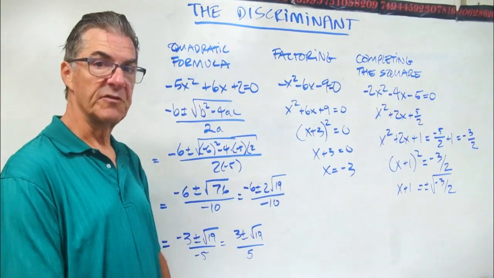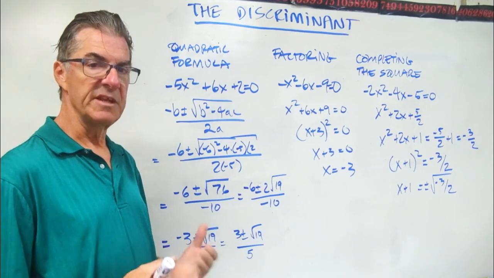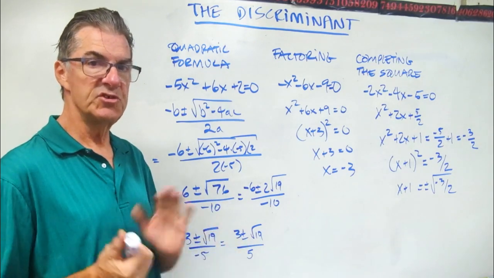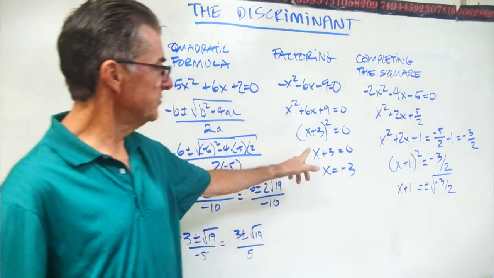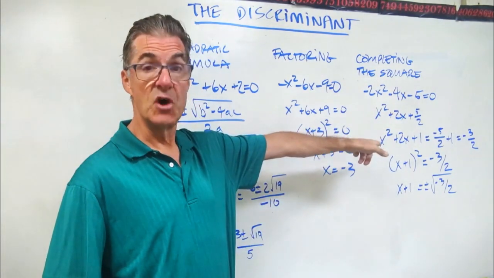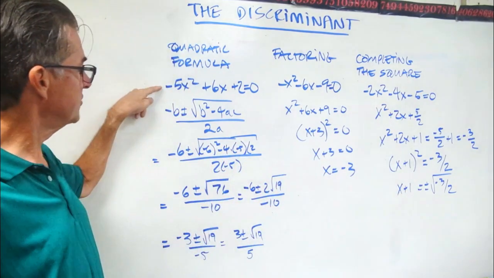I worked all of those for you, and if you worked them and did them correctly, you probably noticed something that was going on. We had a different solution set for each one. This one gave us 2 solutions, this one gave us 1, and this one gave us no solutions. So we're going to come back to that in a minute. First off, take a look at the quadratic formula.